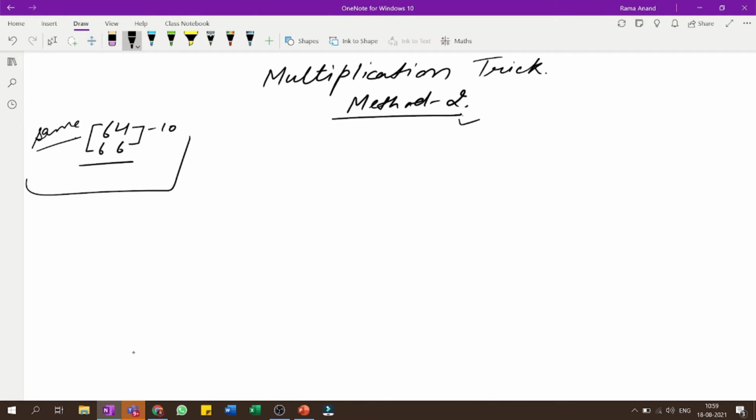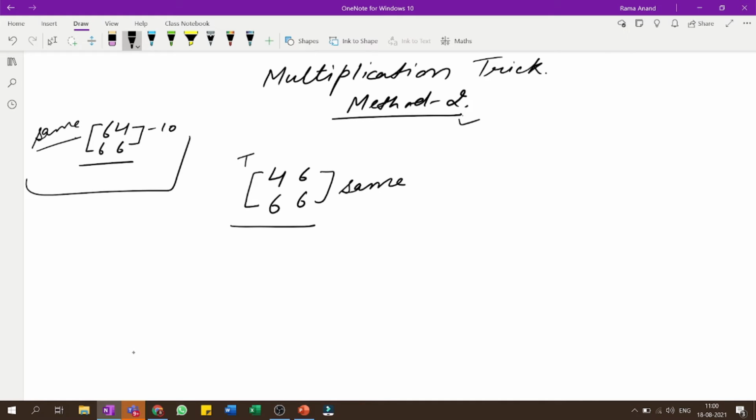In method 2, we have the reverse order. Here we will find the sum of the digits at the tens place, their sum is 10, and the digits at the unit place are the same. Okay, so this is the other method. Today we will discuss how to do that. So let's start.